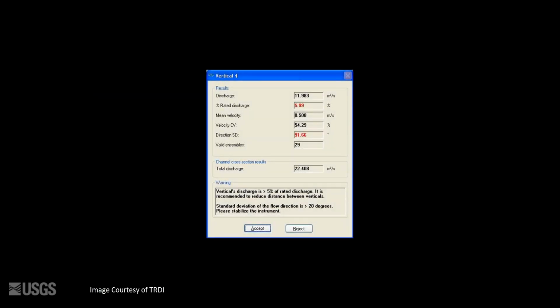Once data collection at a vertical is complete, the summary shows the velocity CV, the direction SD, the number of valid ensembles, and might show some warnings as well. Be sure to scan these values and ensure the data is valid before accepting a vertical and moving on.